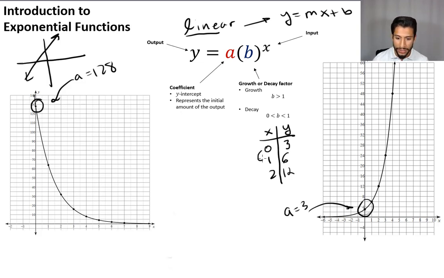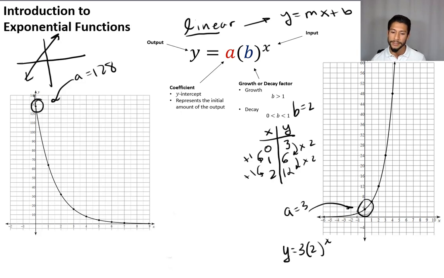Now, if you notice, every time that x increases by 1, y gets multiplied by 2, times 2, times 2. So this repeated multiplication is b. And that's why it's called a factor, because factors multiply. And because it's greater than 1, it's a growth. That's why it's growing quickly. So b is 2, and the full equation for this is y is equal to 3 times 2 to the x.